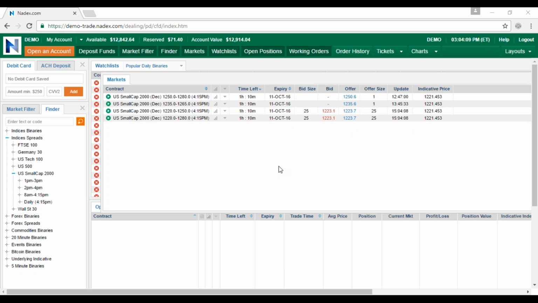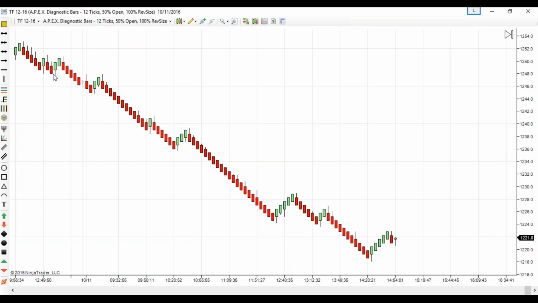All right, but I want to point out something here, and then we're going to come back to it. On this spread up here, where you only had to put up $6, what price were you able to buy that spread at? 1250.6, right? 1250.6. Let's mark that on the chart here.